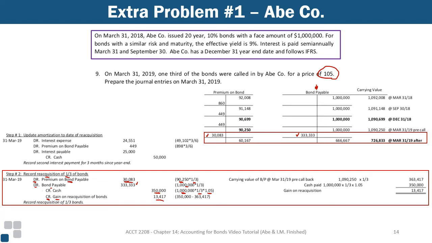Here's a proof of the gain on reacquisition. So the carrying value of the bond payable at March 31st is $1,090,250, right? 1/3 of that is being removed, so $363,417 would be 1/3 of the balance. 1/3 of $1,090,250 is being removed. The cash paid is $350,000, which means the difference between the amount that's removed and the amount that's paid is $13,417.